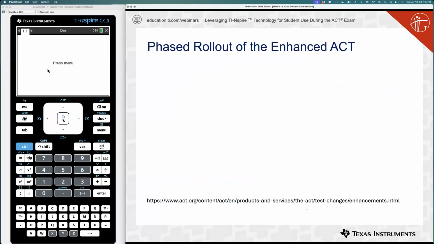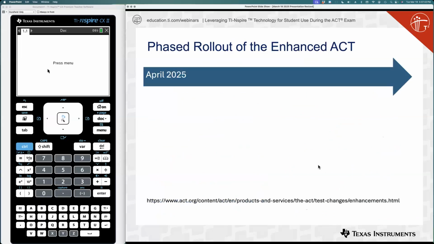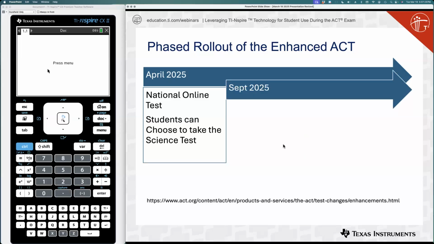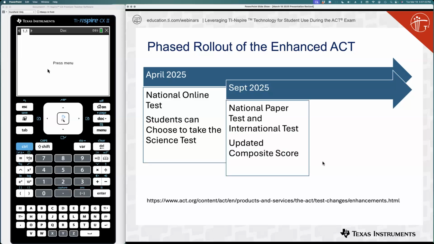So Veronica, how's this being rolled out? So it's a phased rollout of the enhanced ACT. And so this April, if you're taking the test online, the national online test, going to a testing center, you can choose to take the science test. And that's when the enhanced test will be given. So that's if I go to a testing center and take the test. In September of 2025, that's now the new update for everyone.